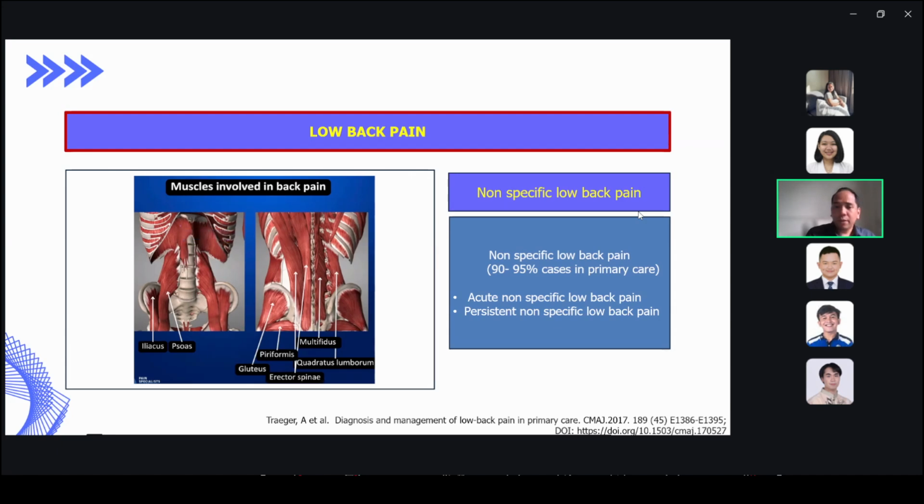So going back to our third case, this is an ICU nurse carrying heavy patients. So definitely there is a strain at the low back area, specifically the low back muscles.